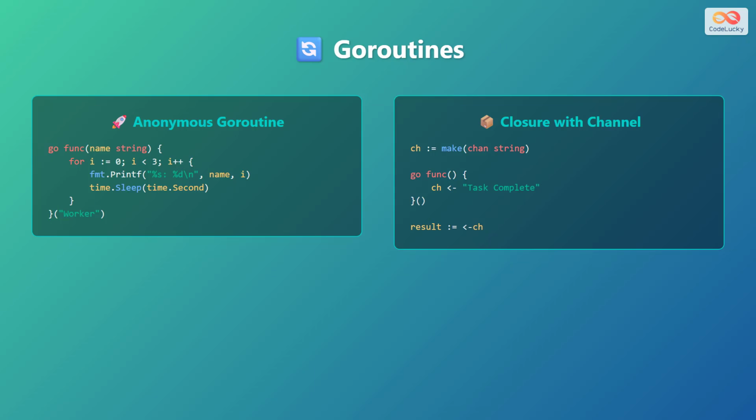Closures are also useful with Goroutines for concurrent programming. In the anonymous Goroutine example, we start a new Goroutine that prints a message with the name worker 3 times. The name variable is captured by the closure. The second example uses a closure with a channel. A new Goroutine sends the message task complete to the channel ch, and the main Goroutine receives the result from the channel.